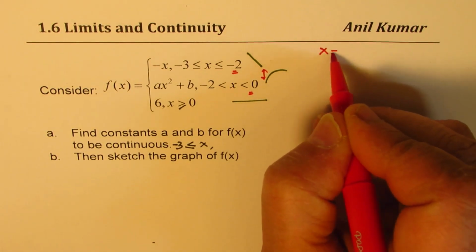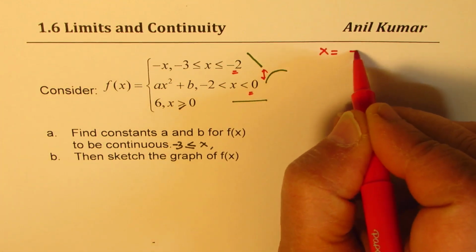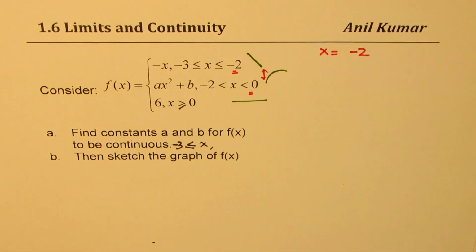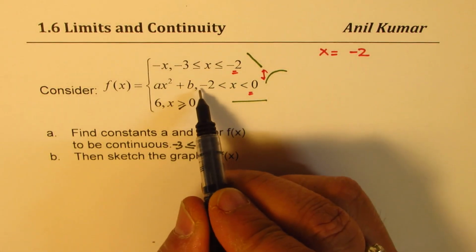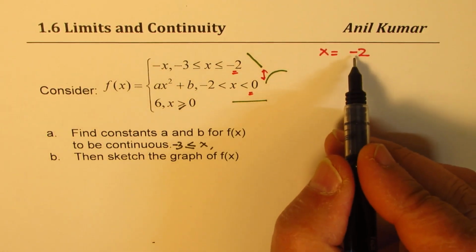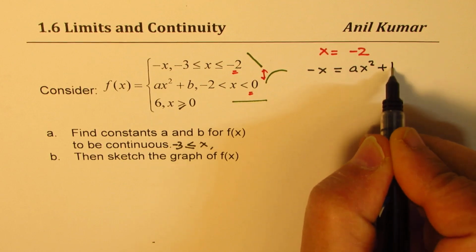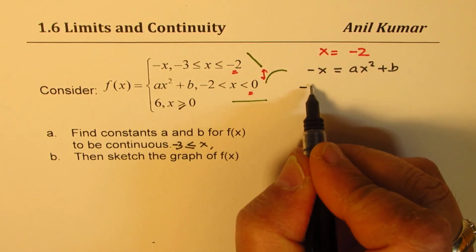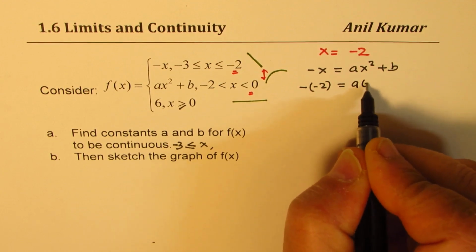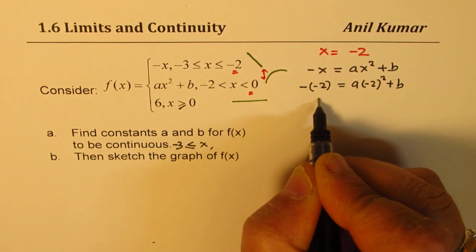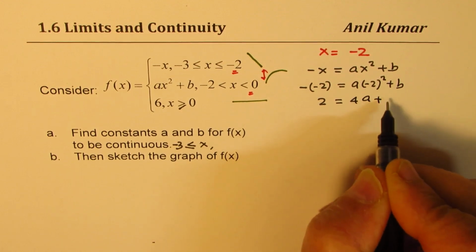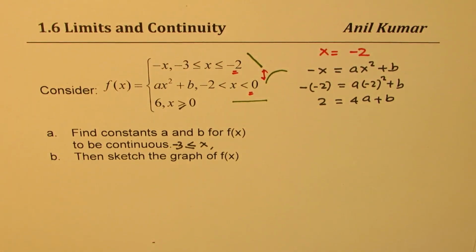So what we are trying to do here is analyze 2 points. One is at x equals minus 2 when the straight line meets the parabola, and the other one will be at x equals 0, right? So let's first begin with the point x equals minus 2. The line and the parabola should be joined. So we'll substitute minus 2 in our equation, which is minus x equals ax squared plus b. Substituting minus 2 here, we get minus of minus 2 equals a times minus 2 squared plus b, or 2 equals 4a plus b. Now that is one equation. Let's call this our equation number 1.